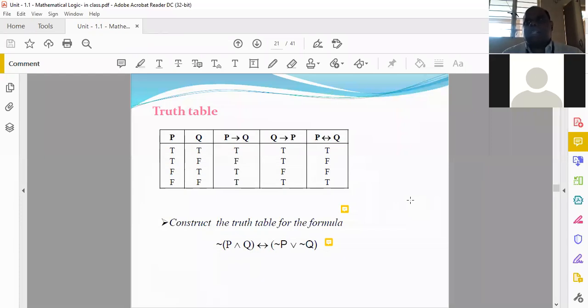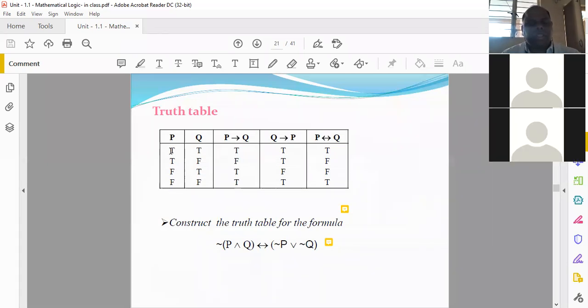Coming to the biconditional, if the two statements P, Q are either both true or both false, then the compound statement is true, otherwise it is false, right? So these are the concepts we discussed in the last classes. Everyone please observe the two statements P comma Q: if both statements have the same truth values, then the compound statement is true. Otherwise, it is false.